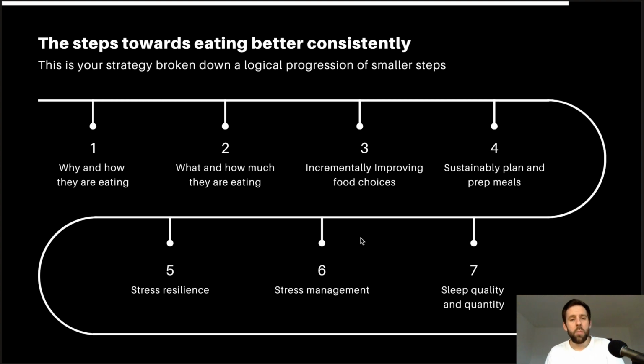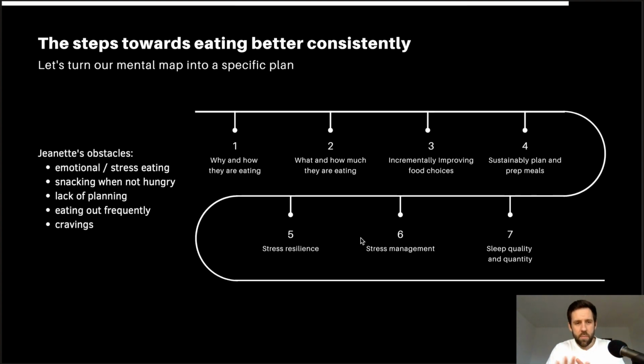consistently. Because now we can look at our map, we can look at the obstacles that Jeanette faces, and we can see how we can adjust the program to her needs. So let's do that. We can see emotional and stress eating is top priority, snacking when not hungry, lack of planning. You can also imagine these are tied together, especially with eating out frequently and cravings. So there's a mixture of different things that are somehow connected.